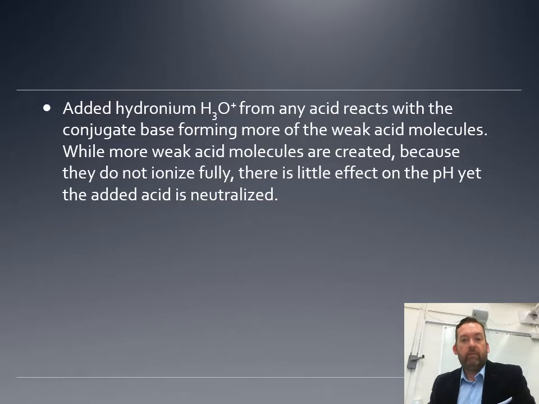Added hydronium ion from any acid reacts with the conjugate base to form more of the weak acid molecules. Now, weak acid molecules, remember, predominantly exist in the unionized form. So when you add the hydronium, they're sort of sucked up by the conjugate base to reform the unionized acid molecule. So you do make more of those, of course, but because they don't ionize fully, there's little effect on the pH because pH is only due to hydronium ion concentration. So therefore, the acid is neutralized when you add it.